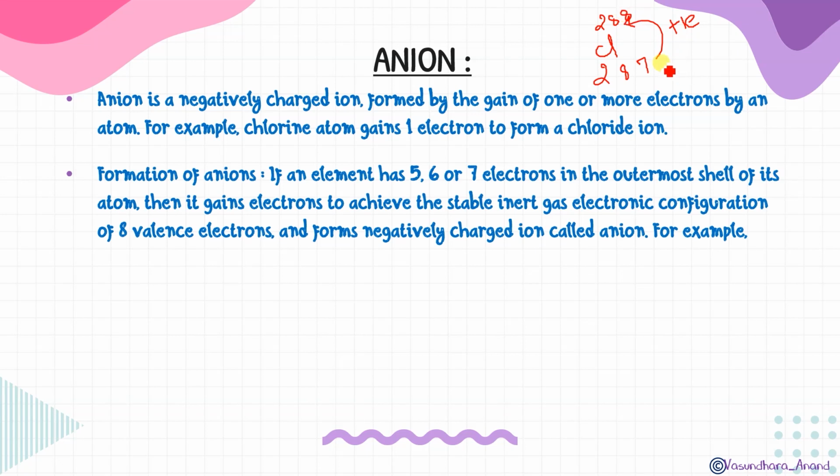Or it will lose 7 electrons, then also the last shell will have 2 and 8 electrons. So in both cases it is going to be stable, but here it is more work and here less work with the same stability. So obviously it will do the smaller work and get the stability. That means it is going to gain 1 electron. The short way: if an element has 5, 6 or 7 electrons in the outermost shell, it will gain electrons to achieve the stable inert gas electronic configuration.